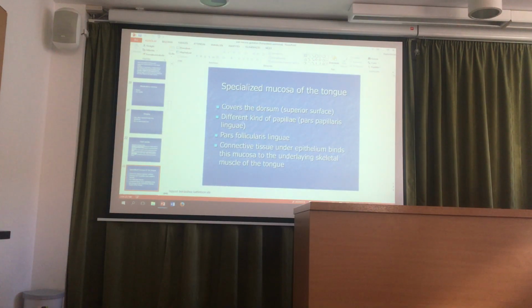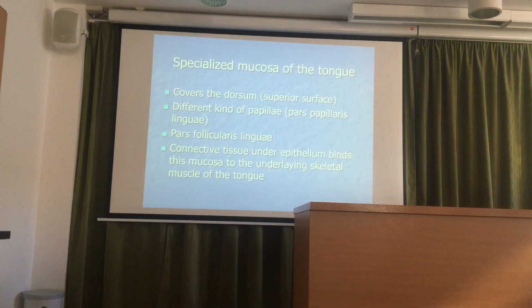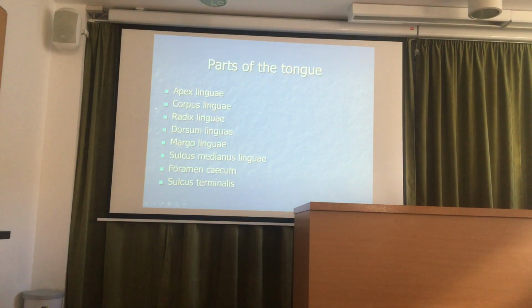The connective tissue under the epithelium binds the mucosa to the underlying skeletal muscle of the tongue. These are the parts of the tongue. The apex linguae is the tip of the tongue. The corpus linguae is the body of the tongue. The radix linguae is where the folliculae are found. This is the inner side of the tongue. The dorsum linguae is where you find the specialized mucosa. The margo linguae is the marginal part of the tongue.